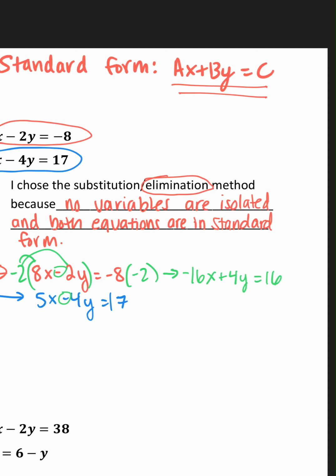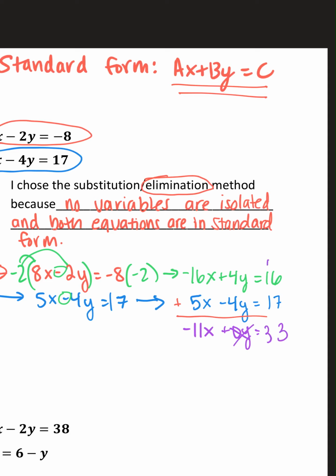And then let's just copy that blue equation over. So 5x minus 4y equals 17. Now let's add these two together. And I get negative 16 plus 5 is negative 11x. And then positive 4y minus 4y is plus 0y equals 16 plus 17, which is 33.